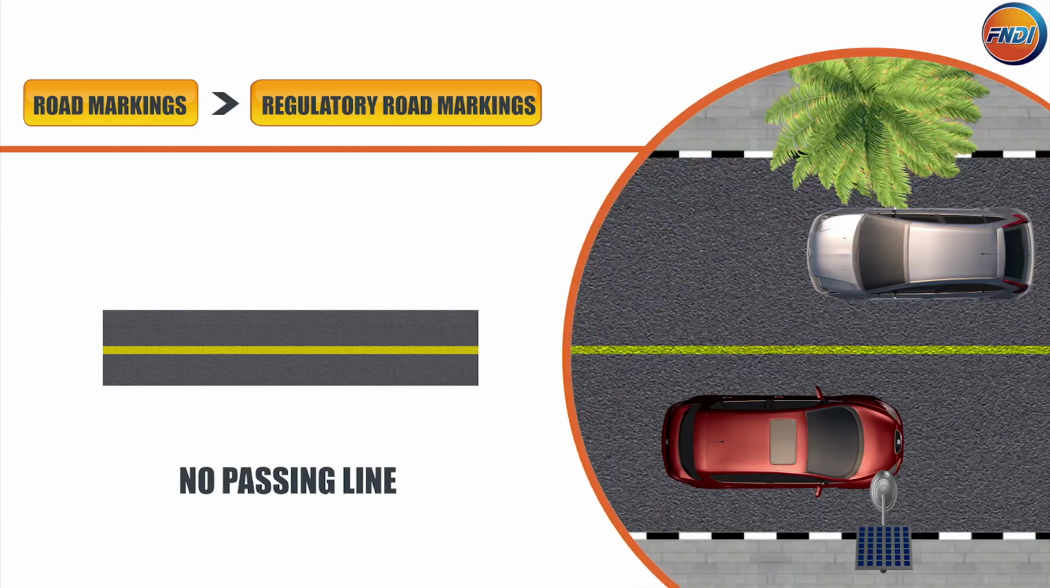No passing line. This is a solid line along the carriageway, which means motorists must not cross this line from either side except in case of an emergency. It is commonly found on two-way roads.